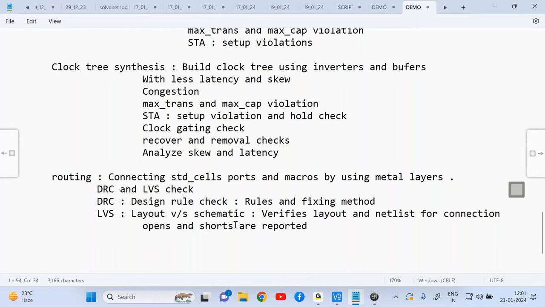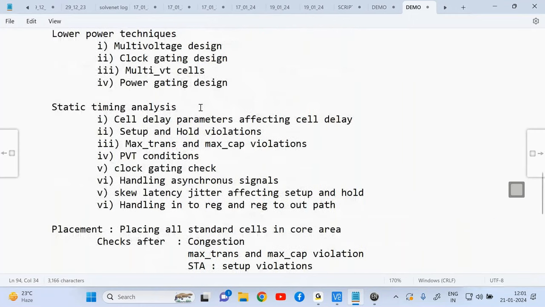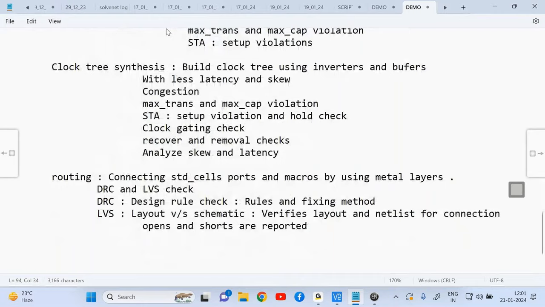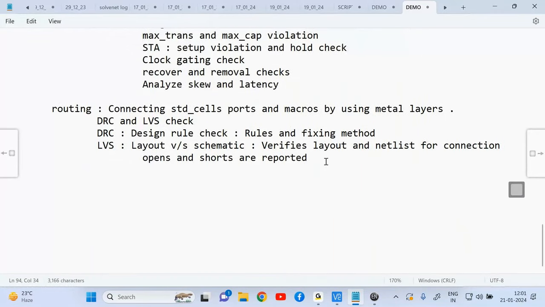Done, right? So routing is completed, and your physical design is totally completed. But after physical design is completed, your role is not done. The physical design engineer's role is done, but we have to do some sign off checks. Sign off checks means, after the design is completed, we do some sign off checks.